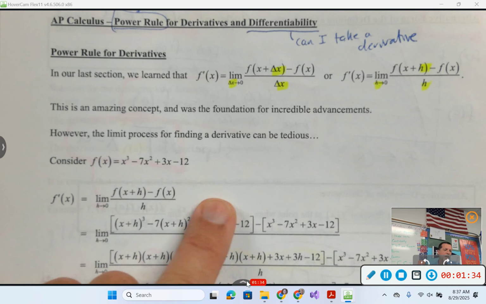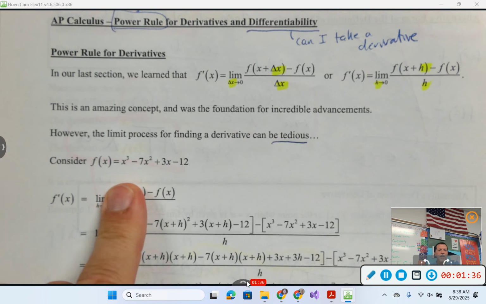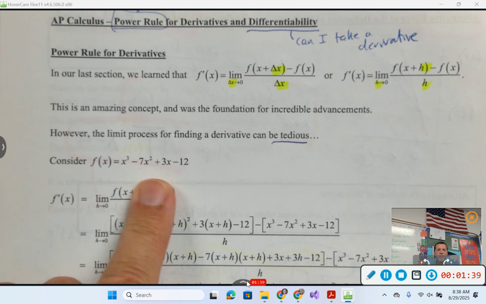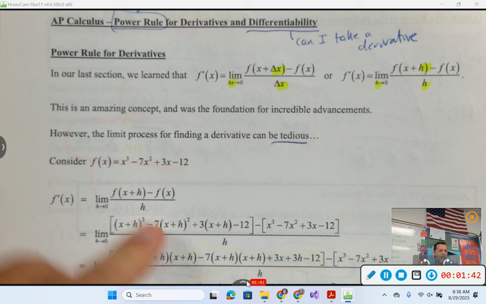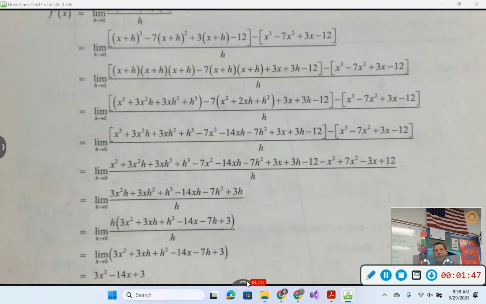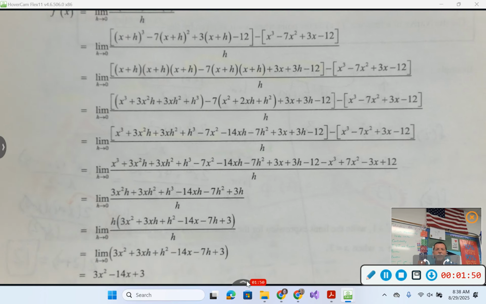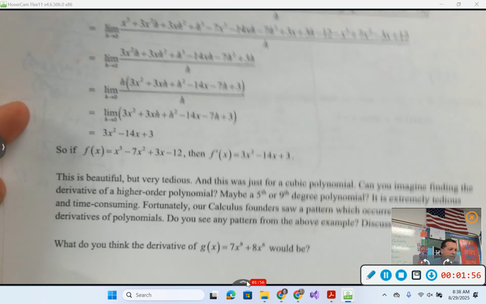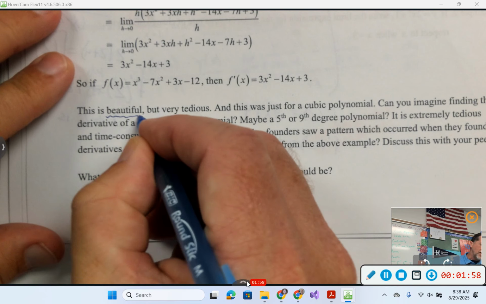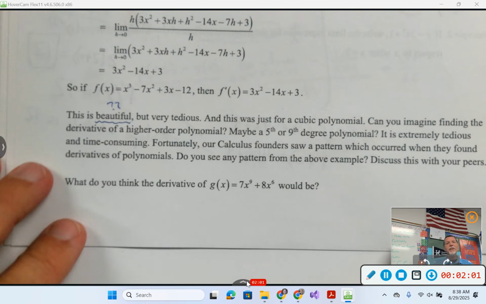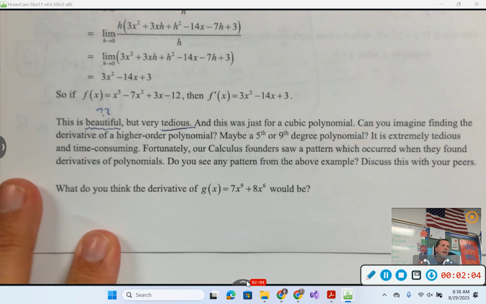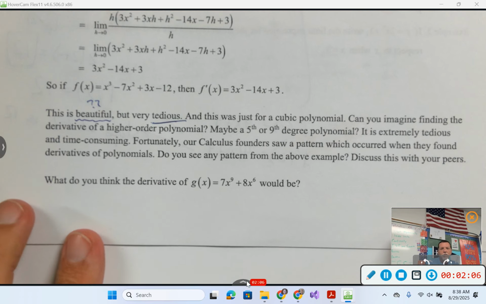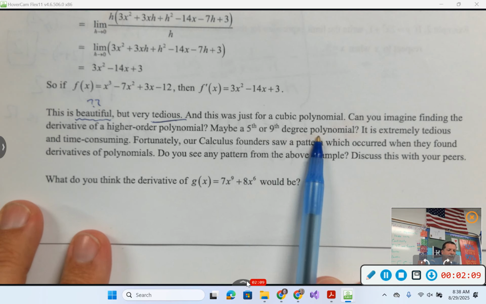But obviously that could be quite tedious for f of x equals x cubed minus 7x squared plus 3x minus 12. And again, I'm not going to walk through each of these. This is just demonstrating that this would be a nightmare, and it's only a cubic, right? We should be able to handle things bigger than that. This is beautiful. I don't know. That's a strong word for what just happened there. But certainly very tedious, right? And that was just a cubic. So can you imagine trying to do that for a 5th degree or a 9th degree? No thank you. That would take forever.